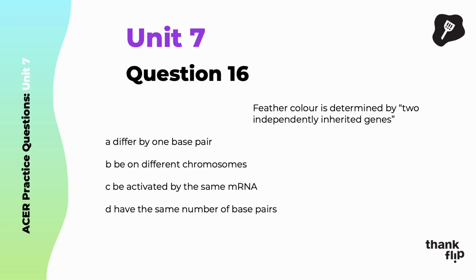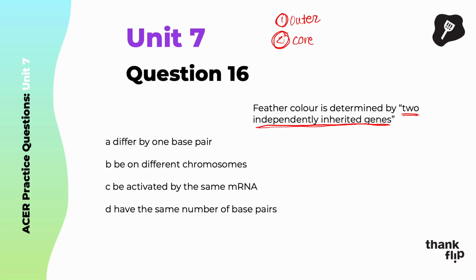Unit 7 gives us some information on Budgerigar feather colour, and it says that the colour is determined by two independently inherited genes. The first gene looks at outer layer pigment, and the second gene looks at pigment in the core. Importantly for question 16, these two genes are independently inherited. That's important because question 16 is asking us about the genes.